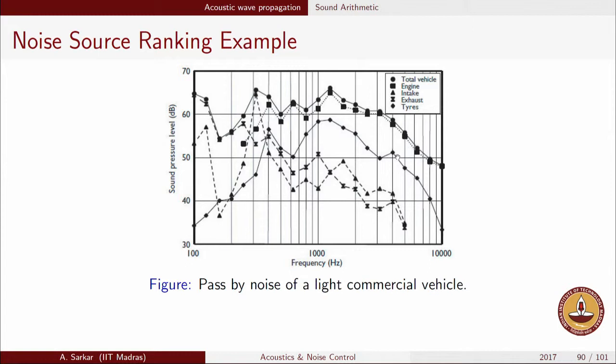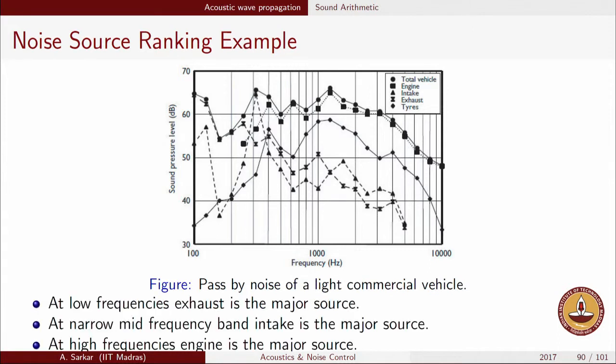This exercise is very important from the application point of view. As I said, noise source ranking is an important exercise in industrial application, because only through noise source ranking can you really zoom in to the source of noise and then take appropriate corrective actions for the refinement of the noise. Coming back to the results shown in this slide, what you see here is not only the engine noise in isolation, but also the intake and the exhaust noise, and also the tire noise.